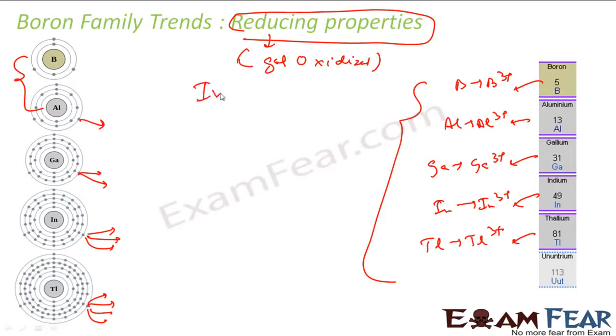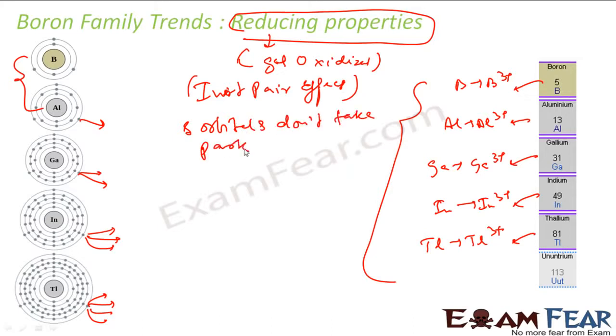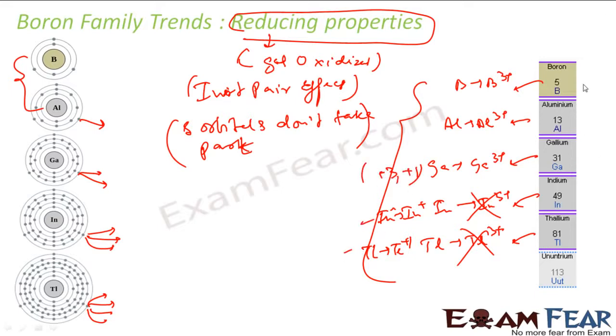Why? Because of the inert pair effect. As I told you, the moment you go down the group, since the size is increasing, the s orbital electrons don't take part in the reaction. So thallium, instead of giving +3, has more tendency to give +1. Similarly, indium also has more tendency to give +1. Gallium has both +3 and +1 oxidation states, but these guys are predominantly +1. You see, this one is +3, this is also +3, this one is +3 and +1, and these guys are predominantly +1 only.